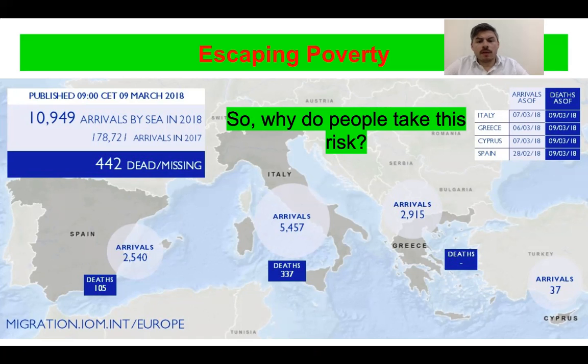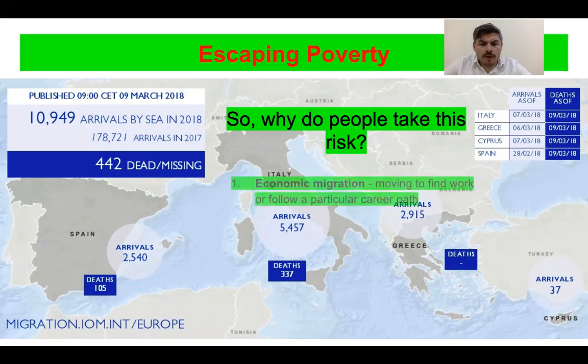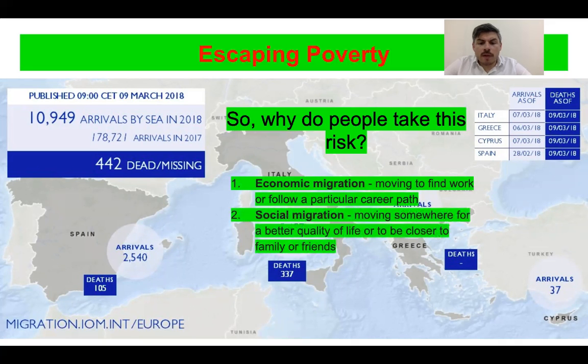Okay, so let's compare what you've got to my 4 points. Why do people risk their lives to move countries? Firstly, we have economic migration. These are people who are moving to find work or follow a career path. So if you're going to leave your country due to poverty, due to wanting more money, you're an economic migrant and you believe that the risk of maybe death is worth the reward of perhaps having a better life for you and your family.